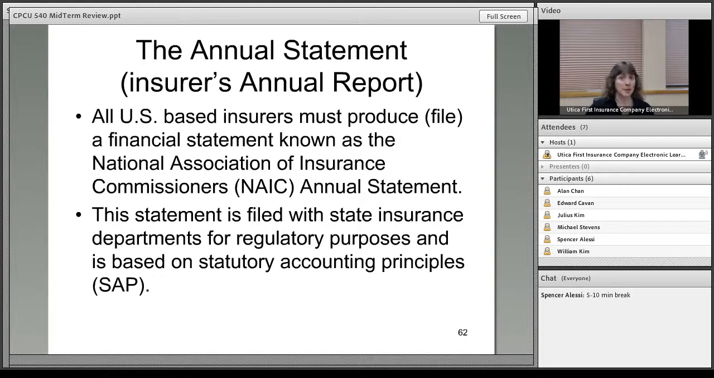There was some repeat, but remember that the annual statement for a publicly traded company, for an insurance company, would be an annual report. And the annual report is required by the NAIC, that's the National Association of Insurance Commissioners, and the annual statement, I think I said that wrong. The annual statement is the insurance company's annual report. If you are a publicly traded company, you produce an annual report. Insurance companies only have this annual statement, and the annual statement is always done using SAP.